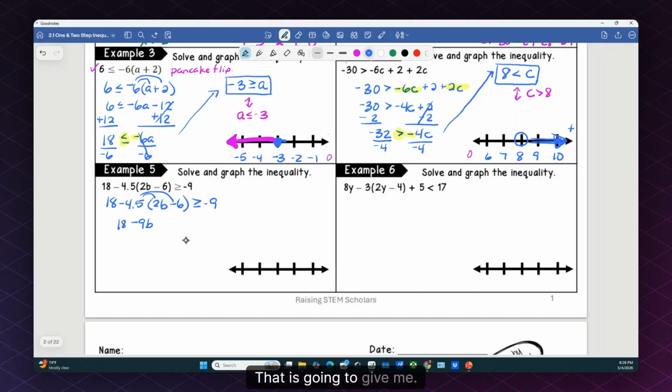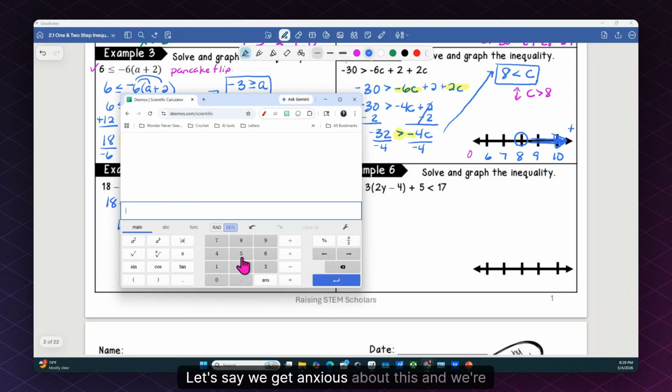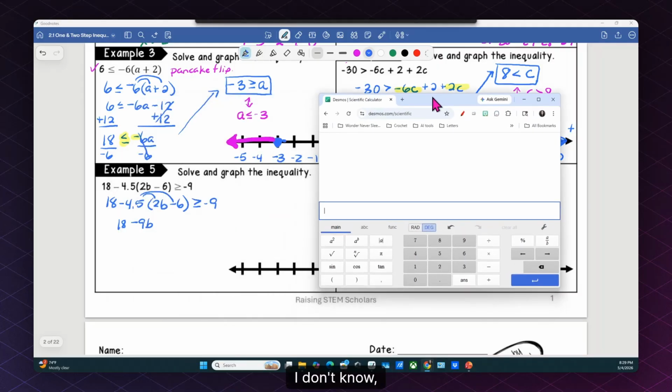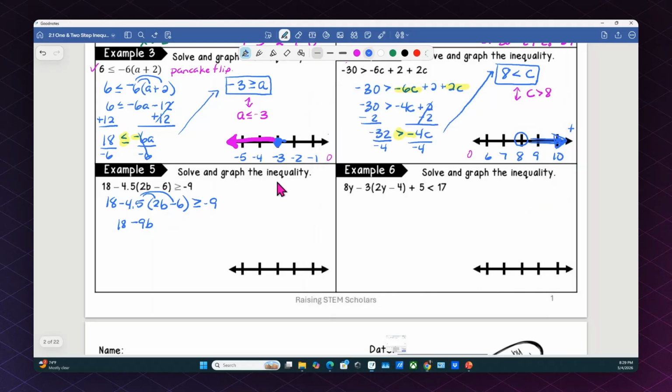That is going to give me, we can grab our calculator. Let's say we get anxious about this and we're like, I just want to make sure. It's okay. Negative 4.5 times negative 6, and that gives me 27. All right, so let's write down 27. So negative times negative is positive 27, greater than or equal to negative 9.